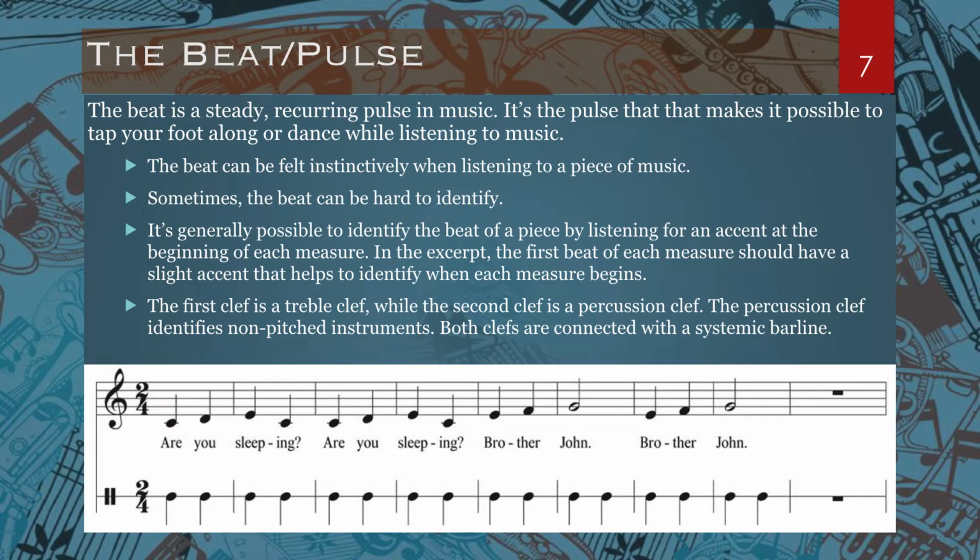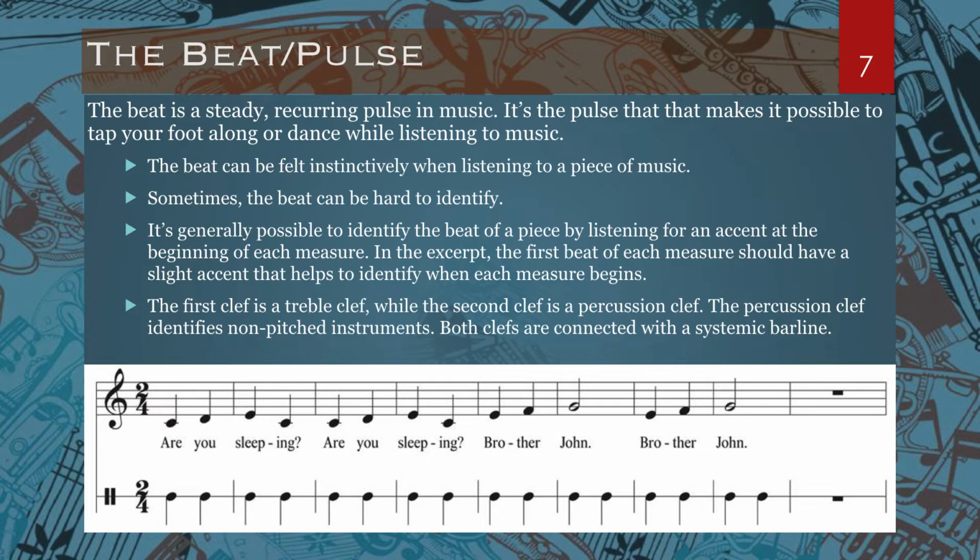So the beat is a steady, recurring pulse in music. It's the pulse that makes it possible to tap your foot along or dance while listening to music. The beat can be felt instinctively when listening to a piece of music, but sometimes the beat can be hard to identify. For the most part, it's going to be the steady recurring pulse that you feel within your body. You might start tapping your foot, or if you're dancing, it might be the rhythm you use to dance, as long as it's a steady rhythm.